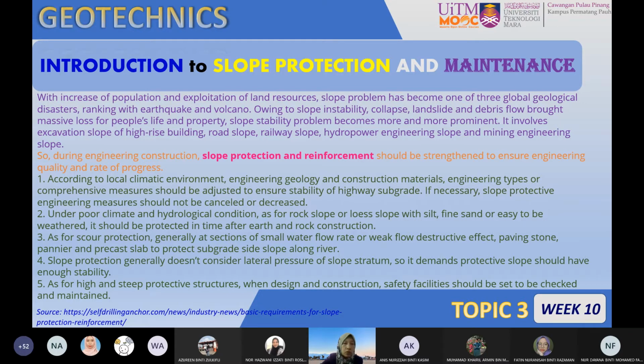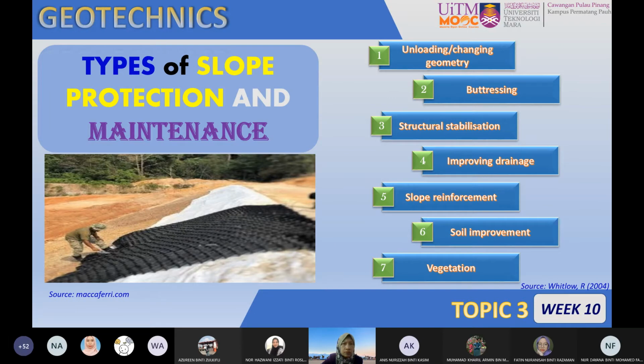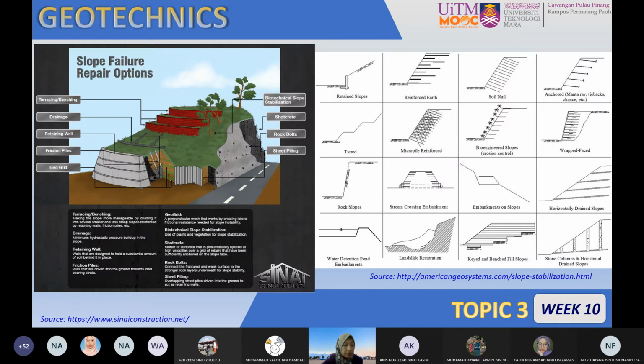Okay, when you go to the next one of these slides, these are the types of slope protection and maintenance work that can be done, such as unloading or changing the geometry of the slope, buttressing, structural stabilizations, improving drainage, slope reinforcement, soil improvement, and vegetation. Some of these seven types of slope protection and maintenance, we have seen and learned from the previous topics, such as foundations, and during the site investigation, and the next topic will also cover structure stabilization. So these are the things that can purposely be used for slope protection and maintenance.